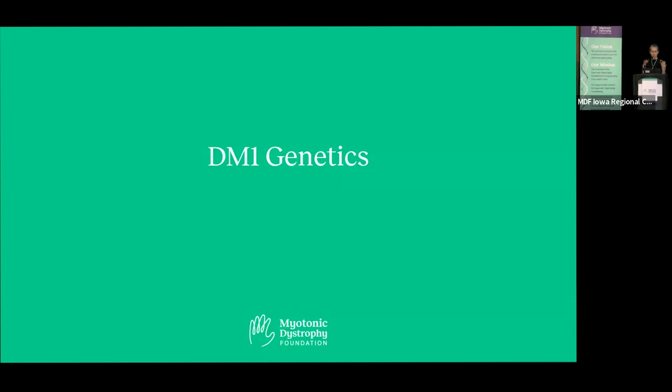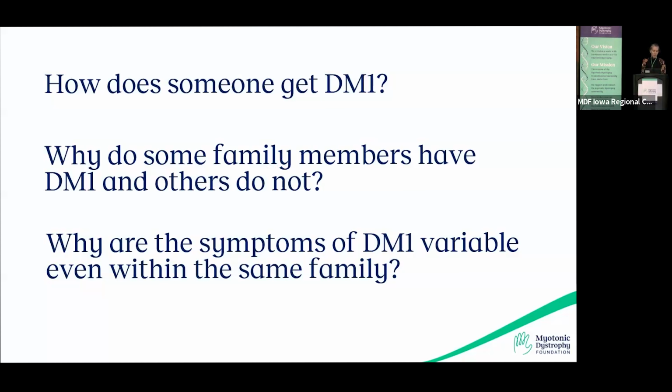To understand myotonic dystrophy and the symptoms that go along with it, it's helpful to get a better understanding of the genetics behind it all. These are some questions that we get from our patients in clinic. How does someone get DM1? Why do some family members have DM1 and others do not? And why are the symptoms of DM1 variable even within the same family? We'll go over some things and try to answer these questions.